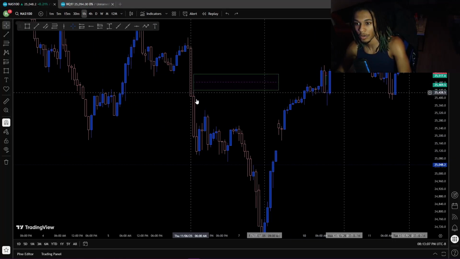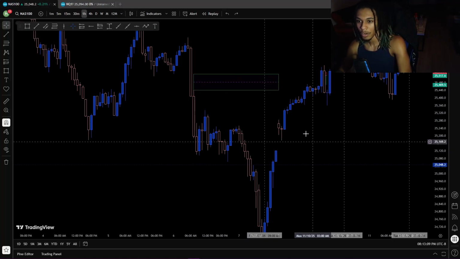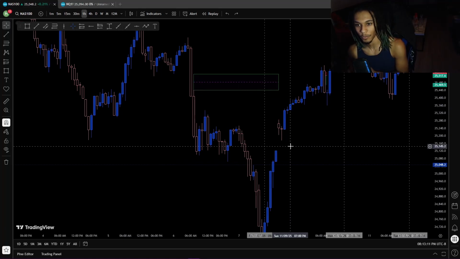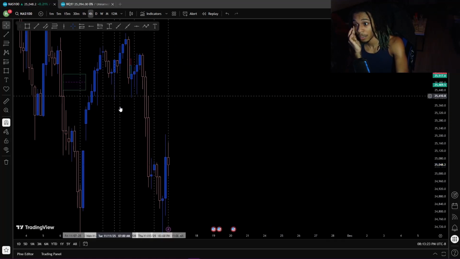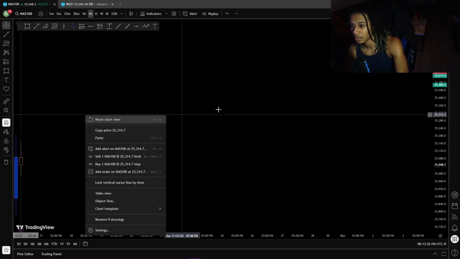Since we know we're already inside of this 4-hour gap right here, we're not going to be looking for longs inside of 4-hour gaps. We're not going to be looking for longs past a zone that we would target. So this is somewhere I would probably have targeted somewhere lower. Oops.